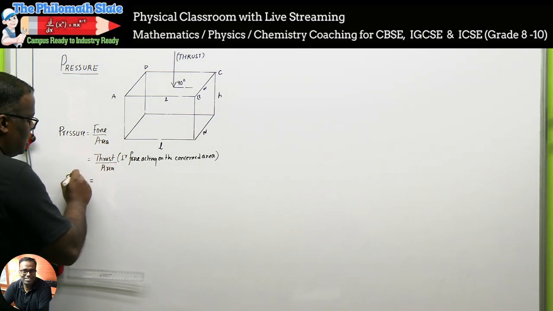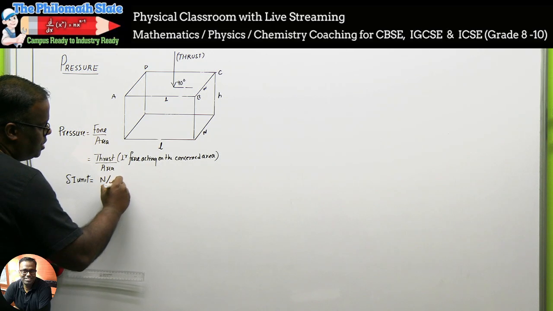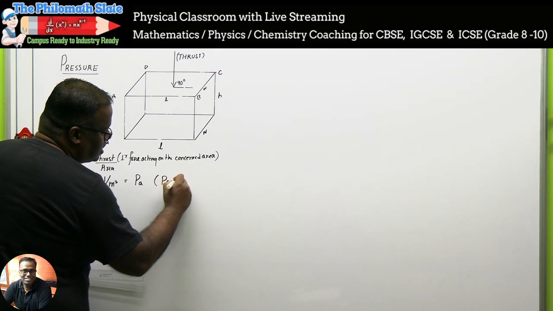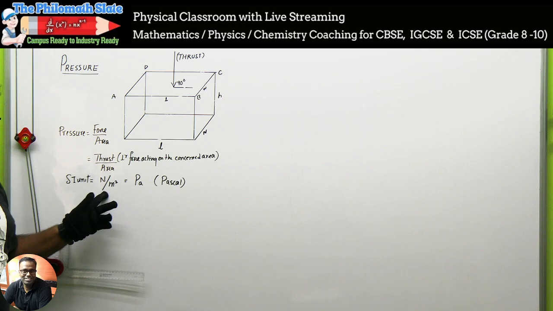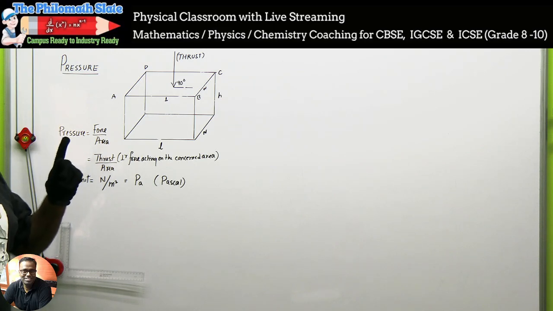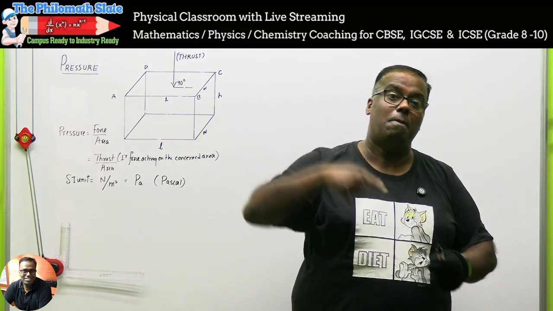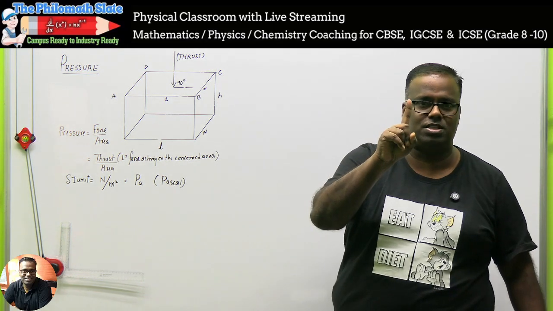If we look at the SI unit, force is always measured in Newton. Area is measured in meter square. And this unit has been given a name, Pa, which stands for Pascal. So can you now define what is 1 Pascal? 1 Pascal is the pressure experienced by a unit surface area when a force of 1 Newton acts on it, a unit surface area or an area of 1 meter square. When a force of 1 Newton acts on a surface area of 1 meter square perpendicularly on it, the pressure experienced by the surface area is said to be 1 Pascal.